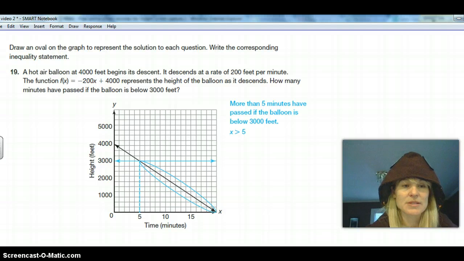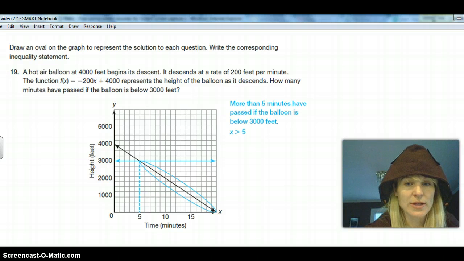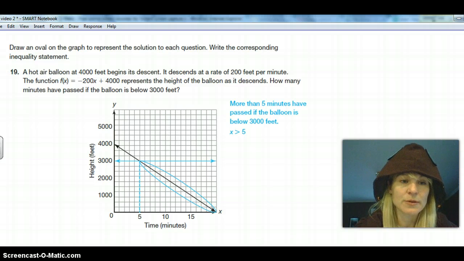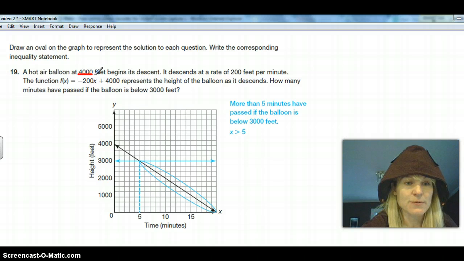So you're going to have some statements that look like this. This one asks you to draw an oval on the graph that represents the solution to the equation. Write the corresponding inequality statement. So here we have a hot air balloon at 4,000 feet before it begins its descent. So that's the y-intercept. It descends at a rate of 200 feet per minute. So again, that rate means slope, and it's descending, so it becomes negative, okay? So how many minutes have passed if the balloon is below 3,000 feet?